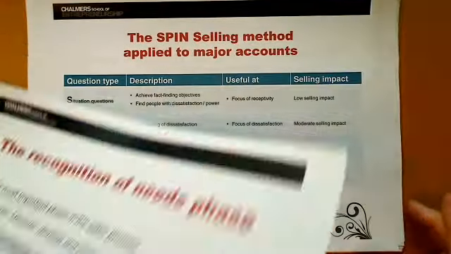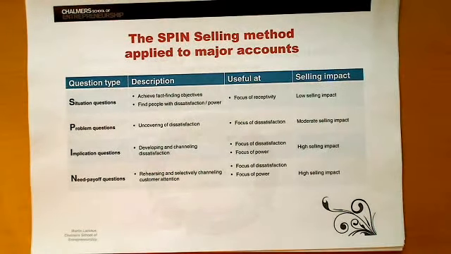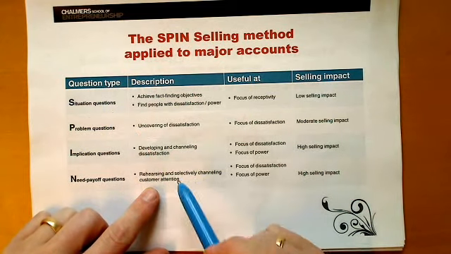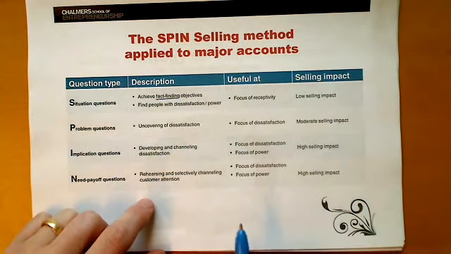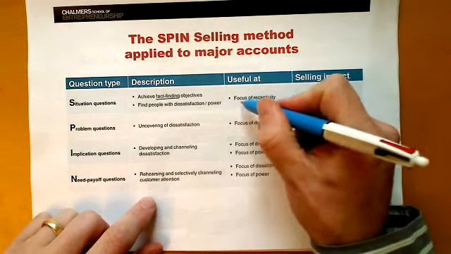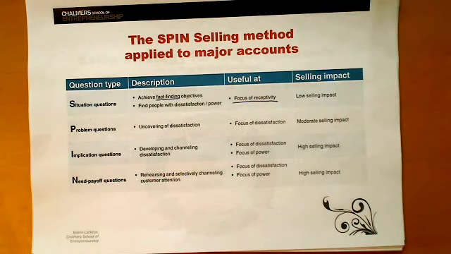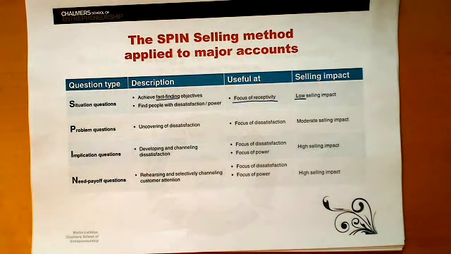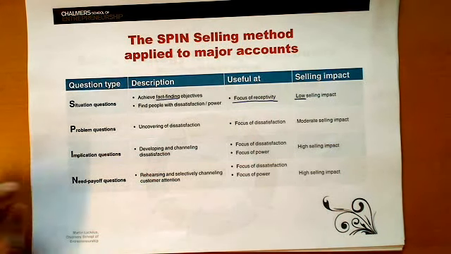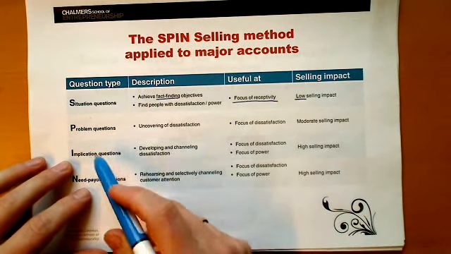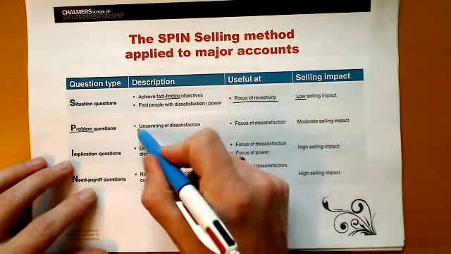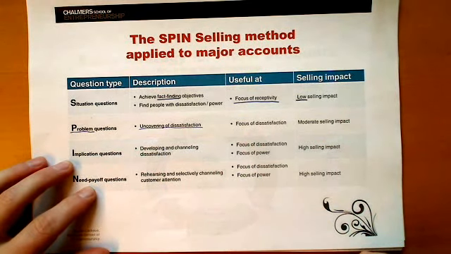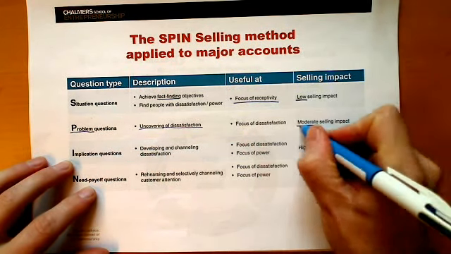Let's look at these SPIN questions then. We have situation questions. They are for fact-finding, and they are good in the focus of receptivity. People that are helpful and friendly and can help you, but people that don't have a problem. This is a typically low selling impact kind of question, but it's a way to find people that you can ask problem questions to uncover their dissatisfaction. Now we're getting into a moderate selling impact.